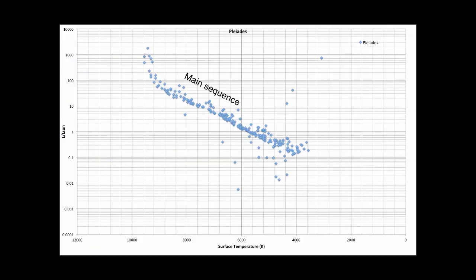We've already seen the Pleiades HR diagram with its main sequence, the band down the middle of the diagram here. Our sun, remember, has a luminosity of 1 times the luminosity of the sun and a surface temperature of about 5,500 degrees Kelvin. So that will put it here on the main sequence.